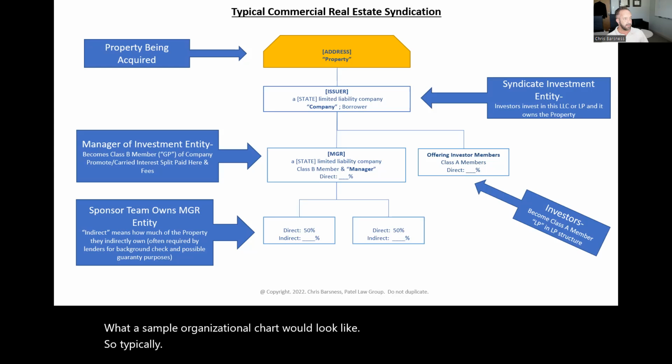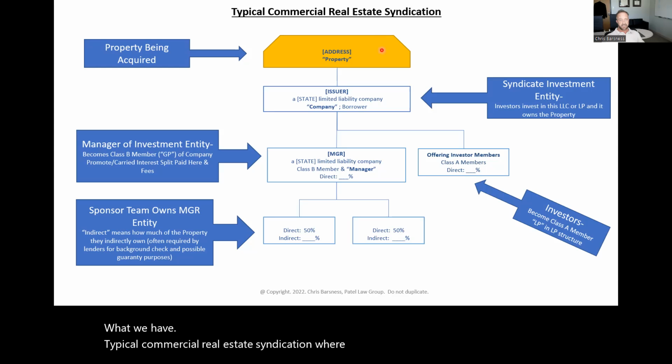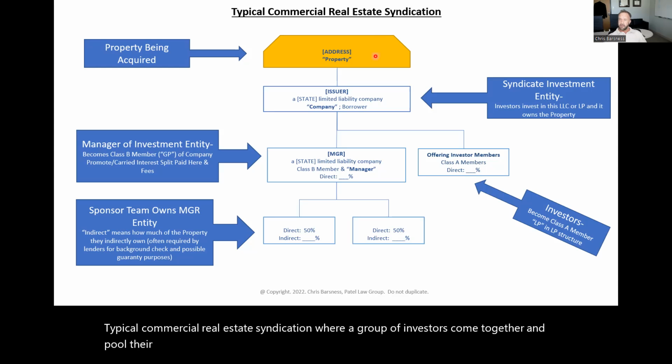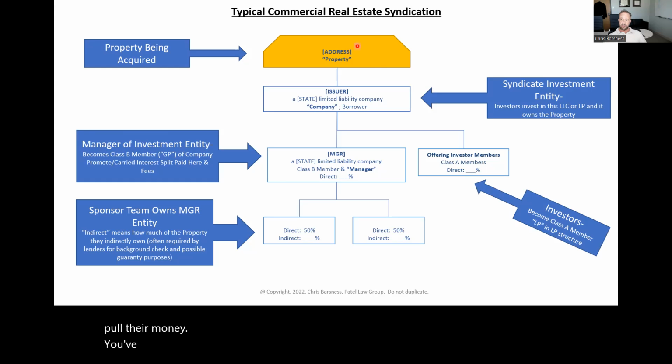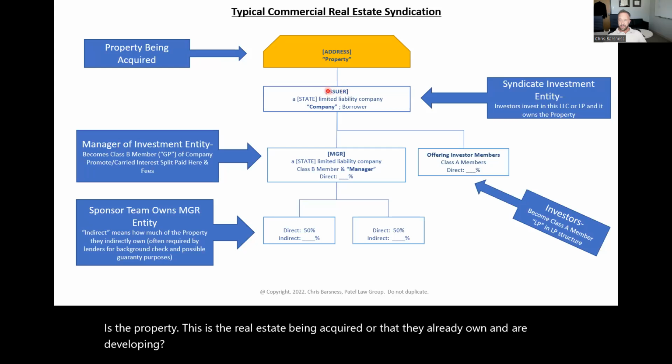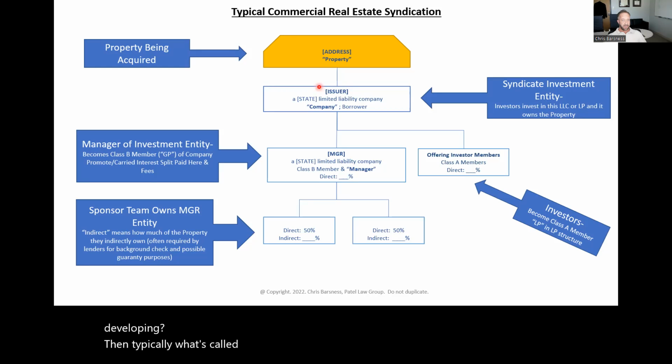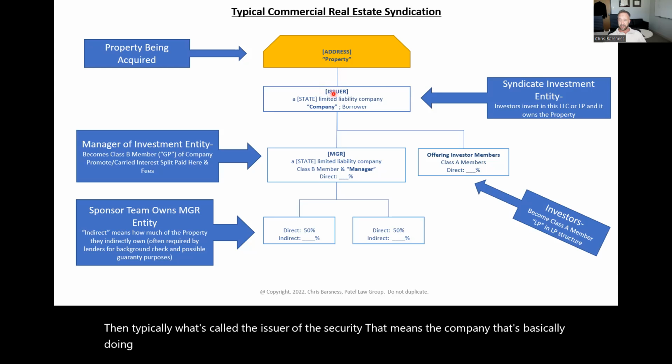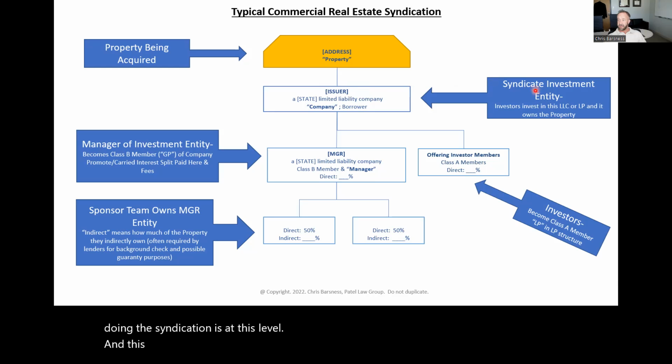in a typical commercial real estate syndication, a group of investors come together and pool their money. Up here is the property. This is the real estate being acquired or that they already own and are developing. Then typically what's called the issuer of the security, that means the company that's basically doing the syndication, is at this level. And this is the syndicate entity.